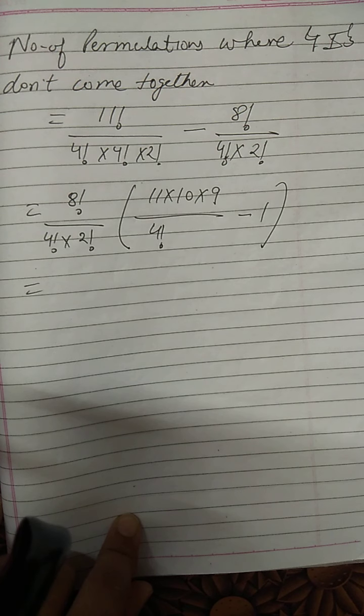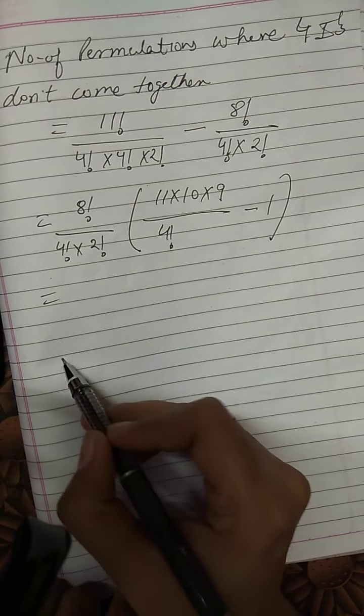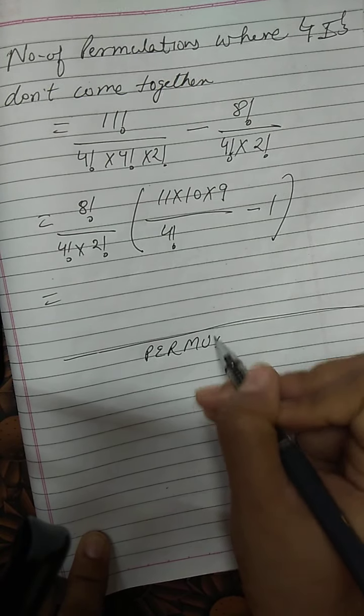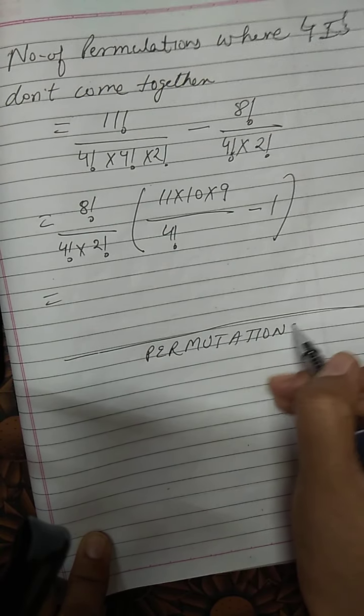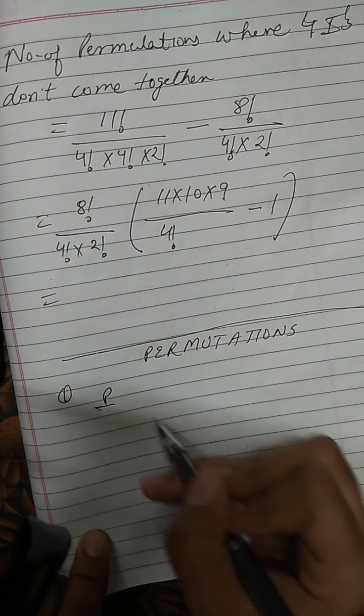One more sum is there, sum number 11, and that also you can try. It is: in how many ways can the letters of the word PERMUTATIONS be arranged? First, the words start with P and end with S. Let me give you just a hint. The given word is PERMUTATIONS. The first condition is that the word has to start with P.